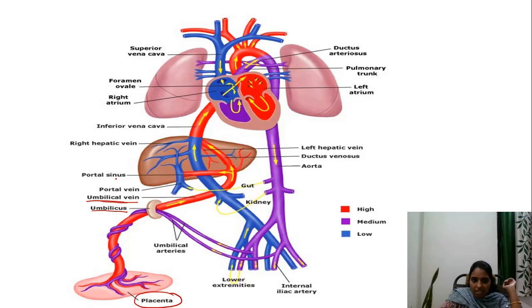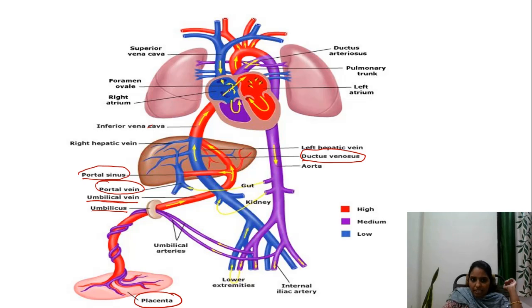Okay. In the liver, it is mixing up with the portal vein. This is the portal vein. This is the umbilical vein. This is the portal vein. Both of them are getting mixed here. From there, it is entering through the ductus venosus. Okay. Ductus venosus. From there, it is entering into the inferior vena cava. From there to the right atrium of the heart. Okay. This is the one step from here.